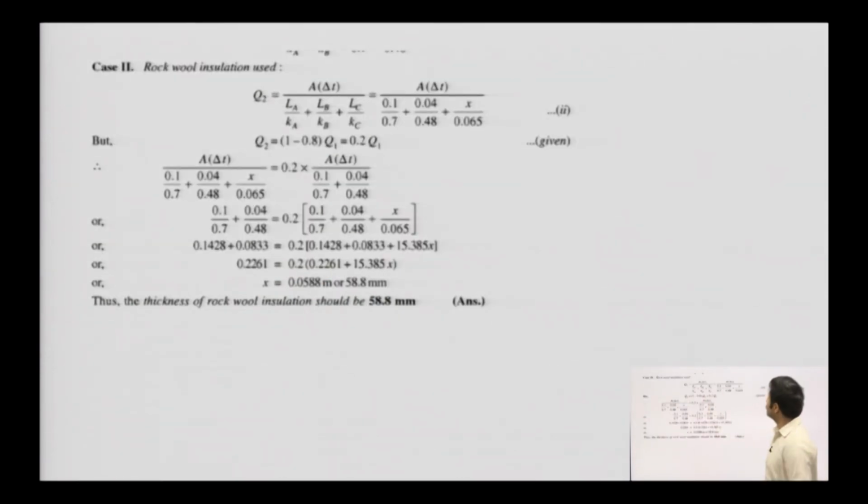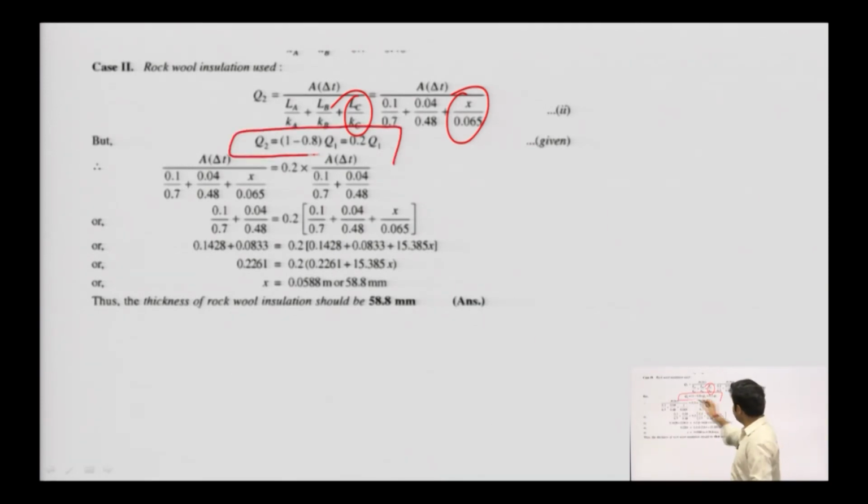Now when we use the rock wool insulation, we will have the third element added. But now what we are talking about, the Q2 means the result will be 80% lesser than the one when the rock wool is not used. So this is the main equation.